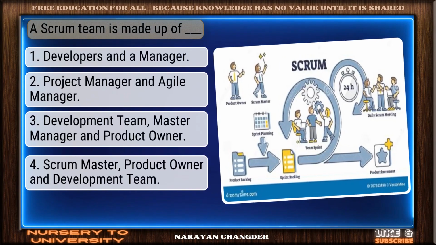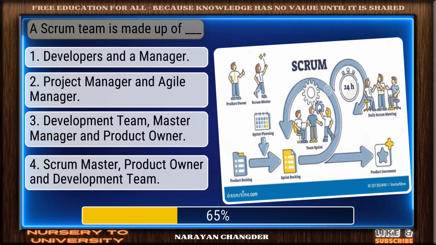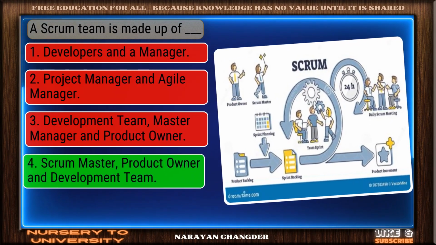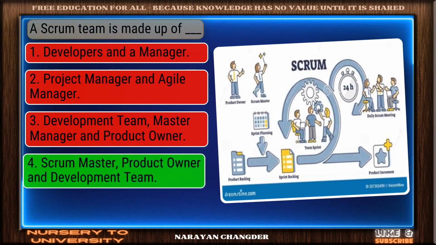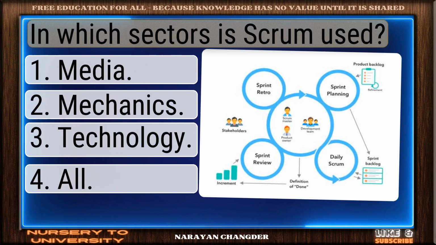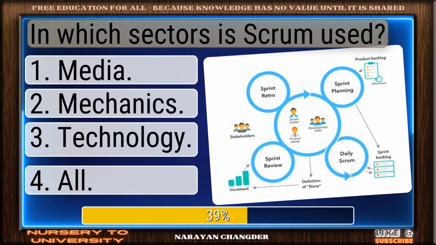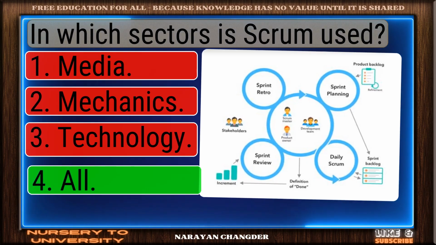Question number 15. A Scrum team is made up of dash. You're right. Scrum Master, Product Owner and Development Team is the correct answer. Question number 16. In which sectors is Scrum used? Right choice. All is the best answer.